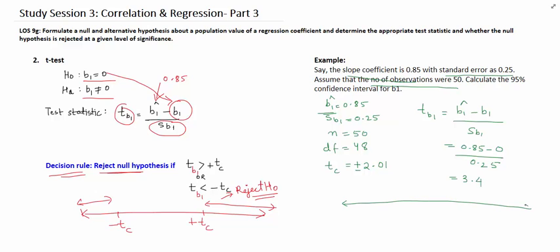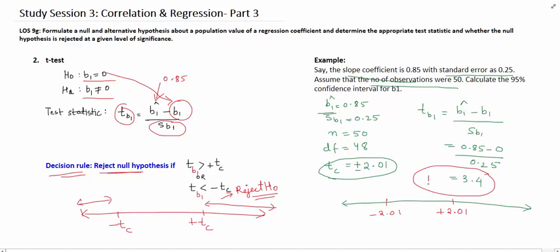Now for taking a decision, we know that the critical value of t is plus minus 2.01. So you have minus 2.01 and plus 2.01. The calculated value of the test statistic is 3.4, which lies outside that interval. Since the value of the test statistic lies outside the interval of the critical values, we reject the null hypothesis.